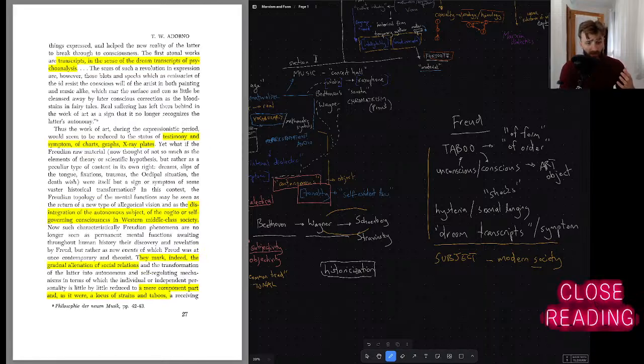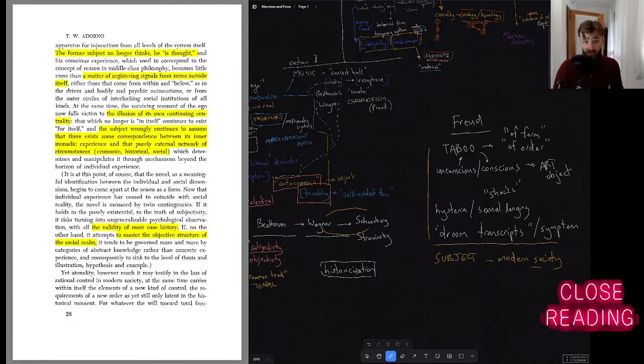Jameson is here talking about the gradual alienation of social relations and the transformation of social alienations into autonomous and self-regulating mechanisms, in terms of which the individual or independent personality is reduced to a mere component part and, as it were, a locus of strains and taboos, a receiving apparatus for injunctions from all levels of the system itself. The former subject no longer thinks, he is thought. And his conscious experience, which used to correspond to the concept of reason in middle-class philosophy, becomes little more than a matter of registering signals and zones from outside itself.